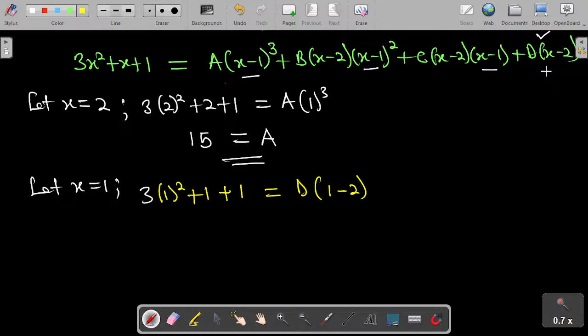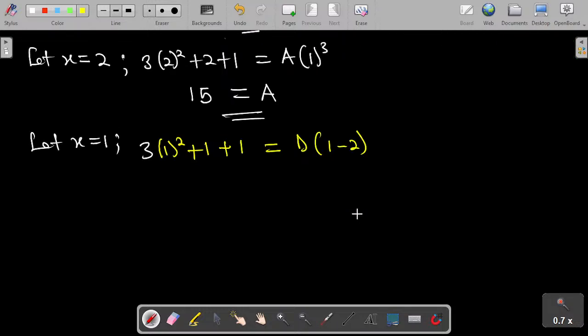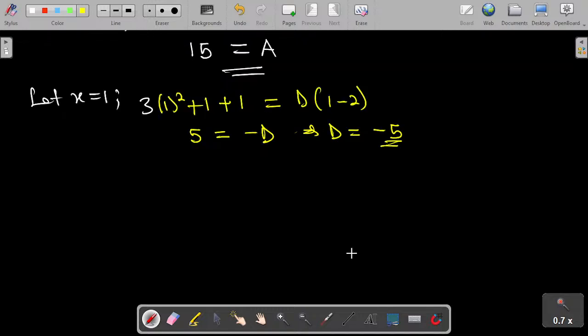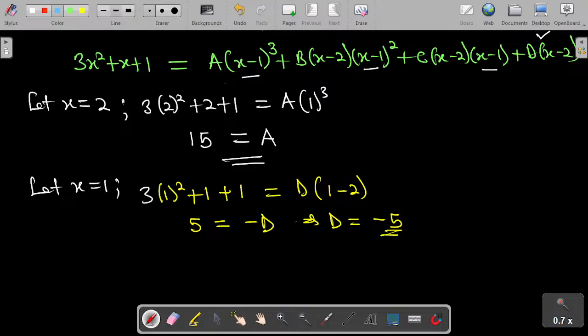If you open this bracket, 1 squared is 1, times 3 is 3, plus 1, that will be equal to 5. And then this is 1 minus 2, which is minus 1, and minus 1 times D is minus D. So that means that our D alone is going to be equal to minus 5. Okay, so we have gotten A and D. To get the other ones.